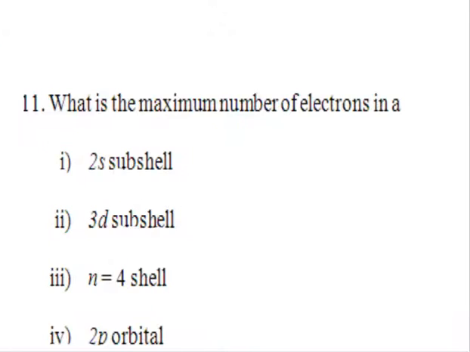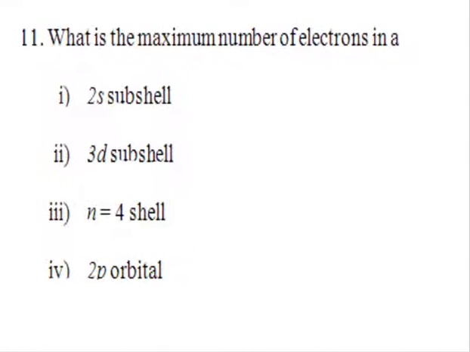So let's go ahead and answer some questions here. What is the maximum number of electrons in a 2s subshell? That's the same as saying sublevel. On the 2 level, there's an s orbital. How many electrons can be in that? 2. The 3d sublevel. How many electrons? How many orbitals on a d sublevel? 5. So how many electrons? 10.